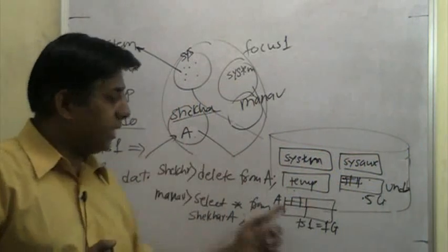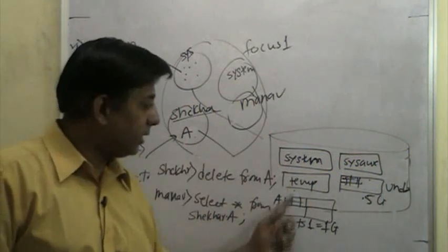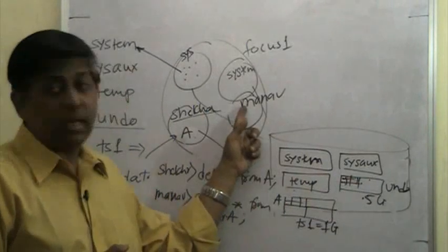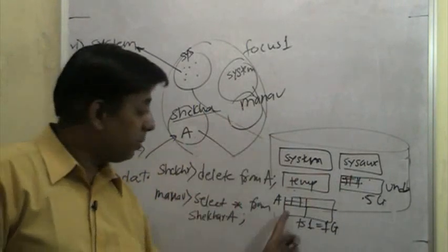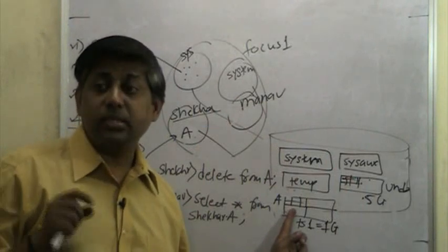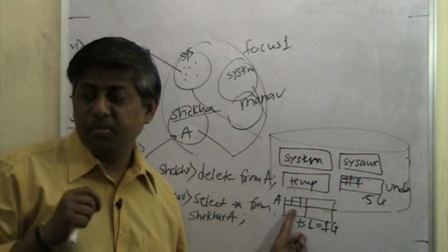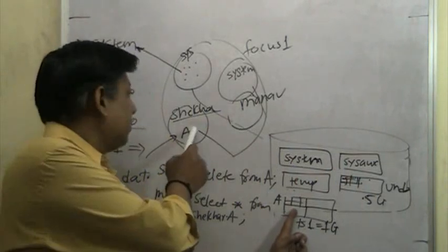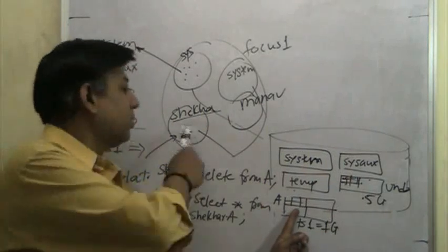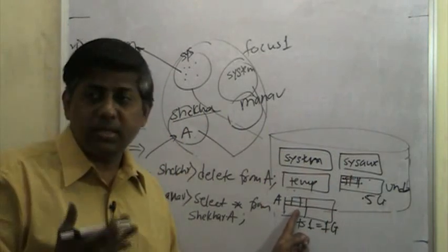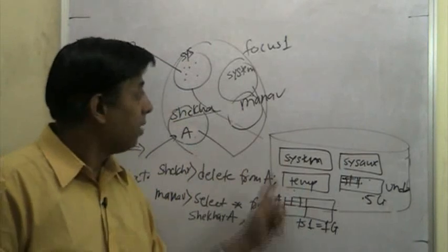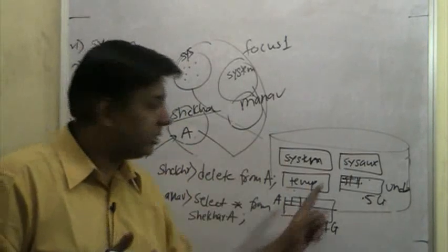This guy has deleted the data, and since he has deleted, the data has been moved from here to here. Now this guy comes in and says select star from that table. There is no data there, but still he sees all the data, because user Shaker has not done a commit. So where does he see that data from? He sees this from the undo.